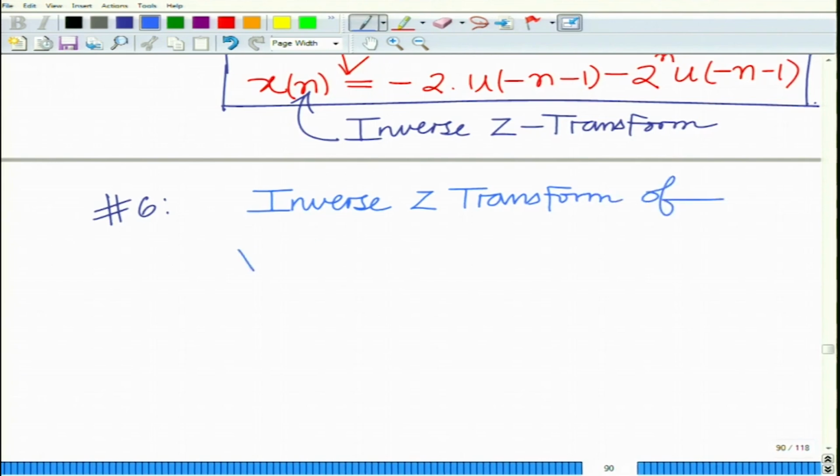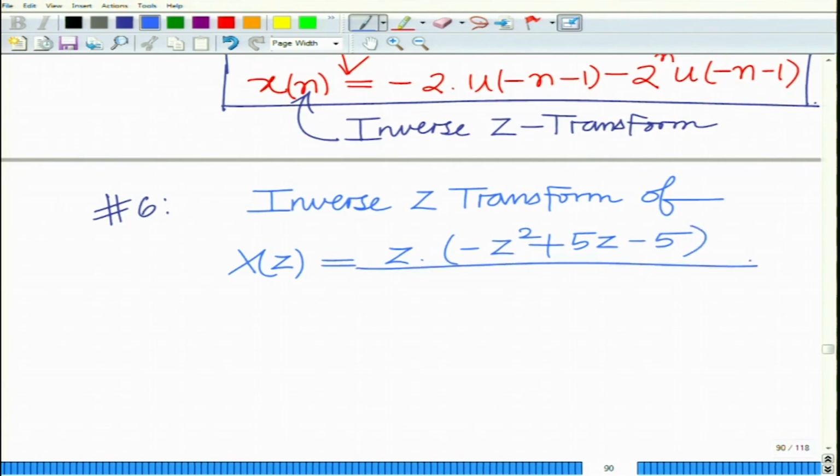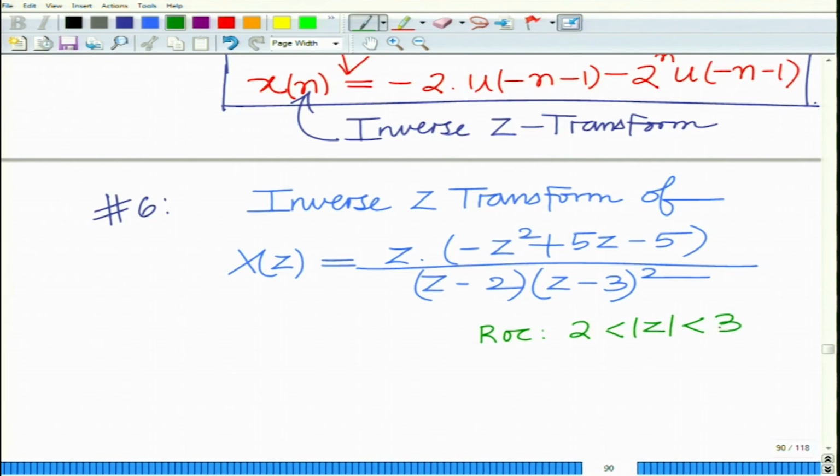Find the inverse Z transform of X(z) equals z times minus z square plus 5z minus 5 divided by z minus 2 times z minus 3 whole square. The ROC is 2 less than magnitude of z less than 3.